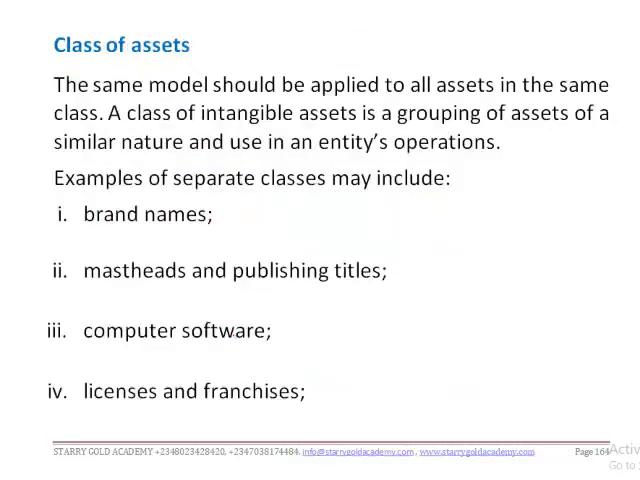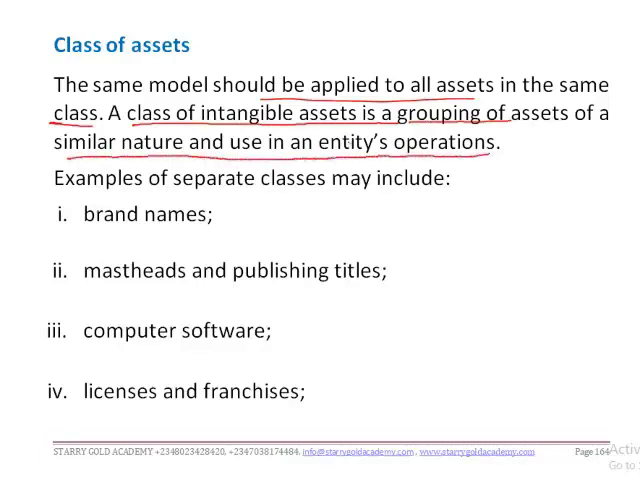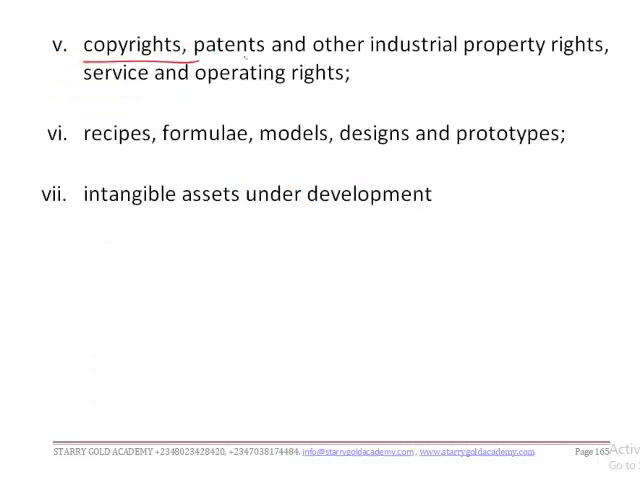Now let's take classes of assets under intangible assets. The same model should be applied to all assets in the same class. A class of intangible assets is a grouping of assets of a similar nature and use in an entity's operations. Examples of separate classes may include brand names, mastheads and publishing titles, computer software, licenses and franchises, copyrights, patents and other industrial property rights, service and operating rights, recipes, formulae, models, designs and prototypes, and intangible assets under development.